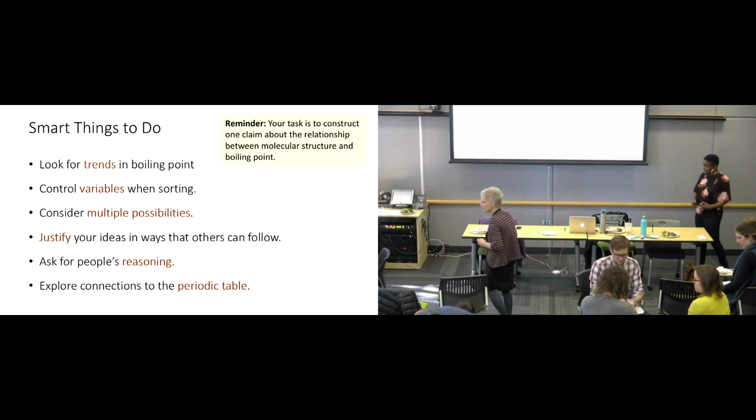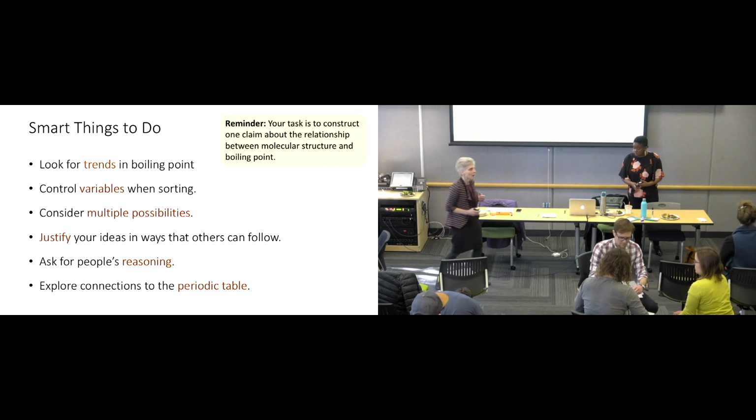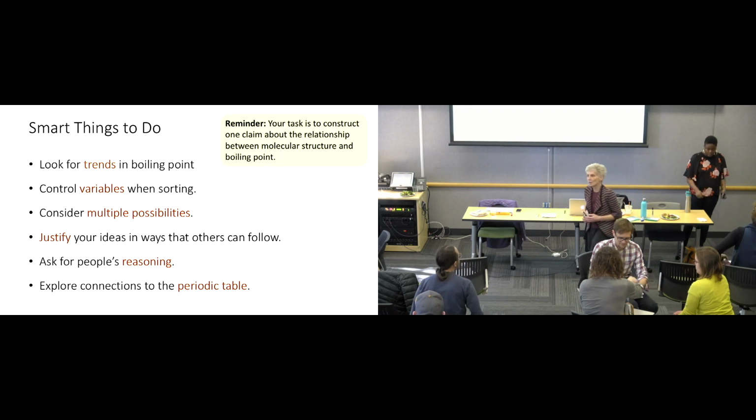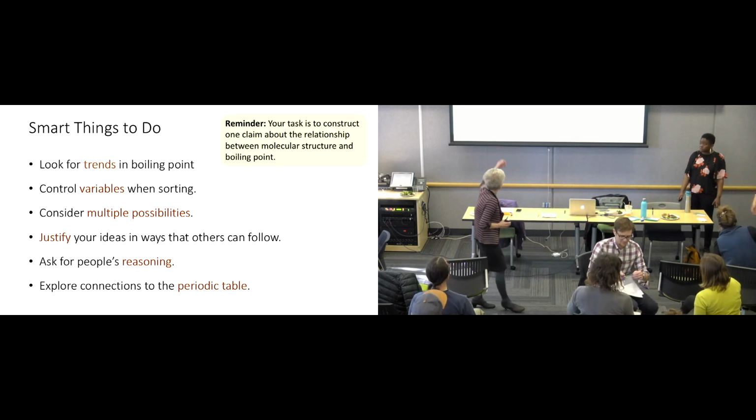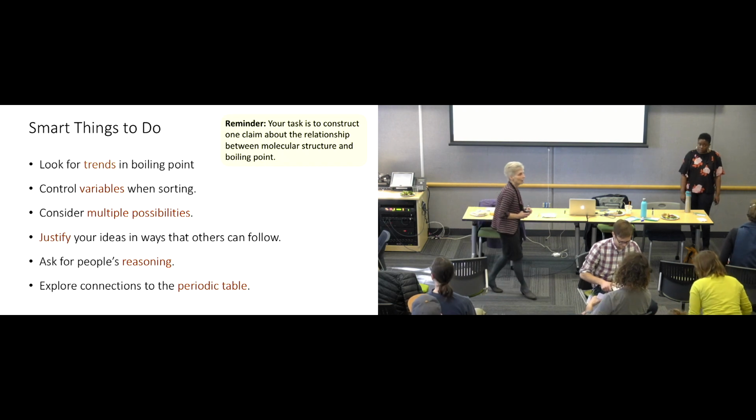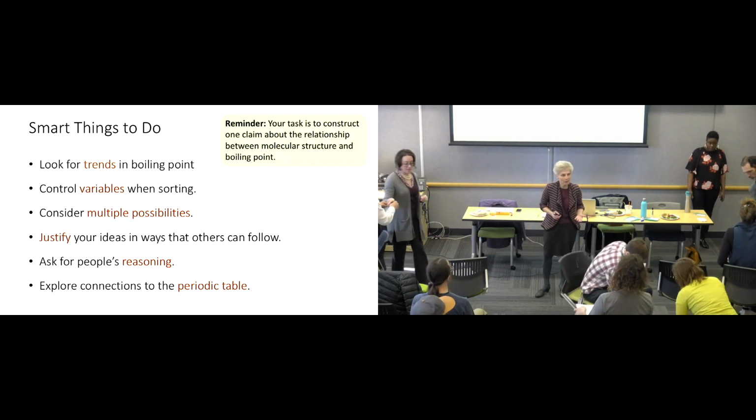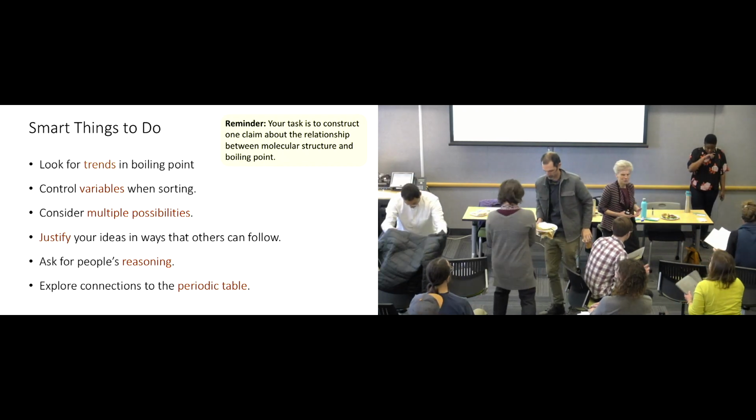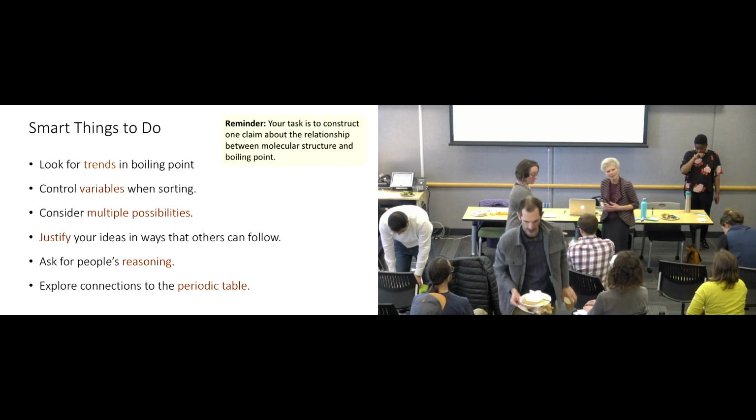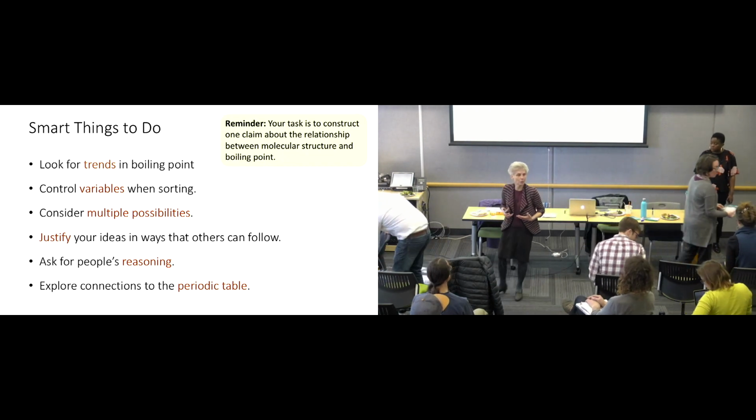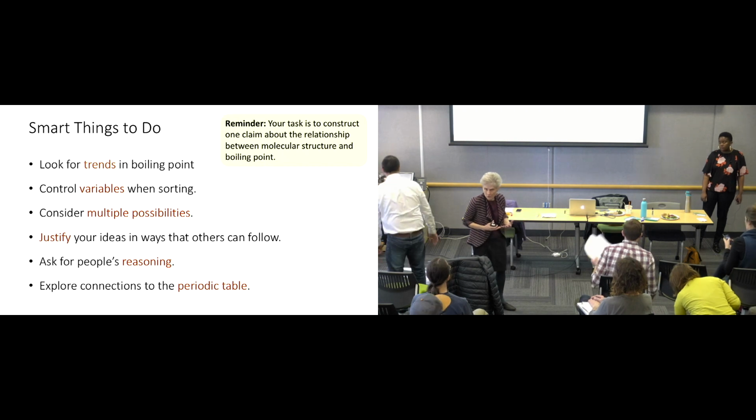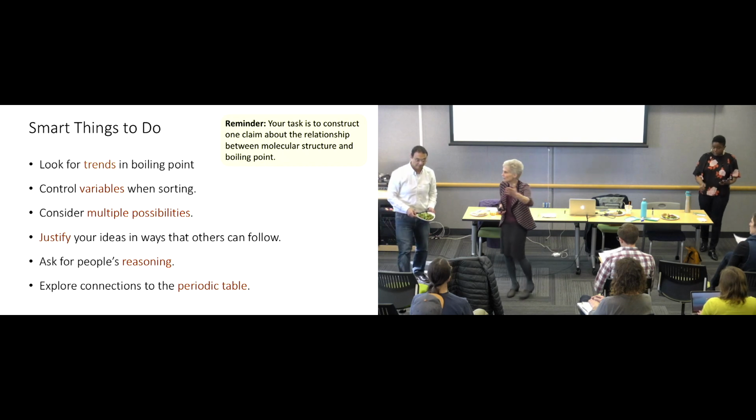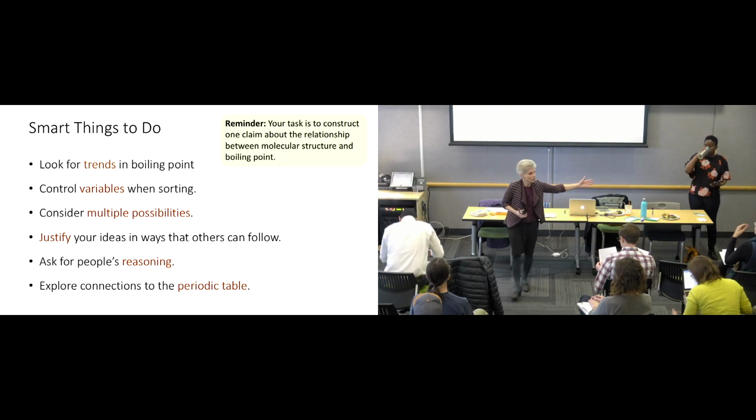All right, so I heard a lot of really excellent conversations, lots of good ideas, starting with looking for trends in boiling point. I heard people not being afraid to ask a question like, what does the negative sign mean? Are the ones with negative boiling points some kind of outlier? So I heard some really good questions about what the representations meant, and then control variables when sorting. We tried to make visible the kinds of questions that we heard.